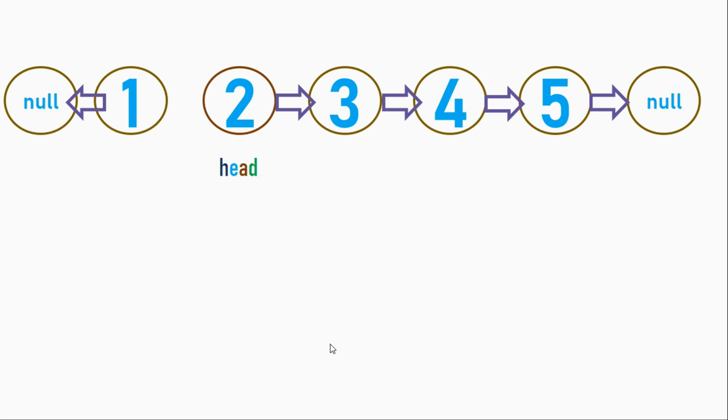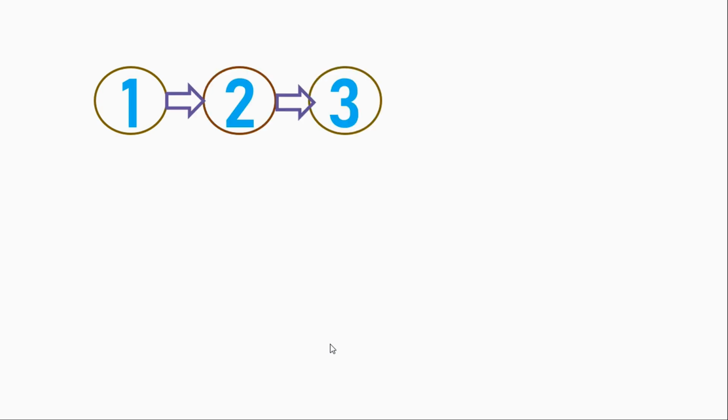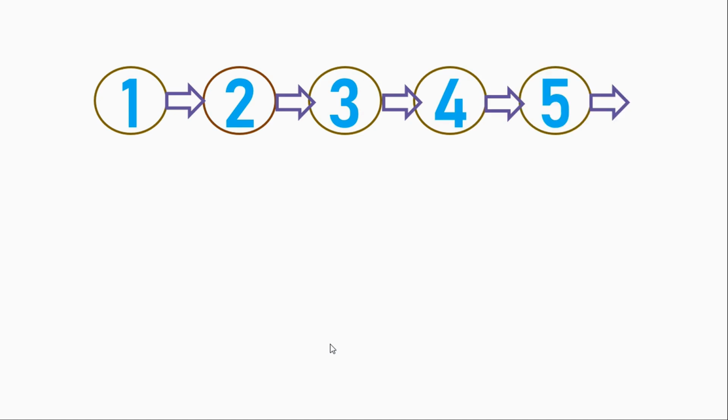Now I will make head 2. Again I will remove my head next pointer from the next node and then I will add my head next pointer to the previous node. This way I will continue till head becomes null. So the final list you can see is 5, 4, 3, 2, 1, null. So now I will explain how I will get the final list.